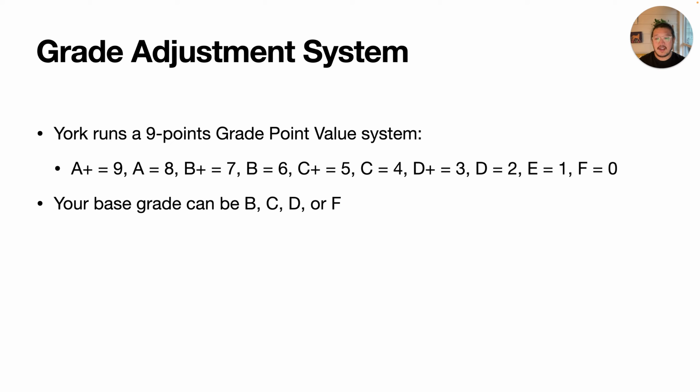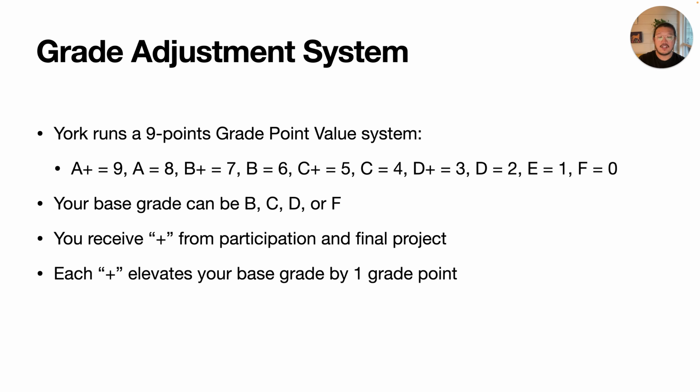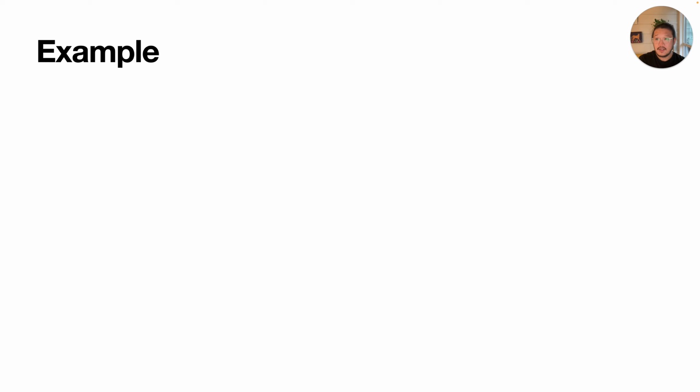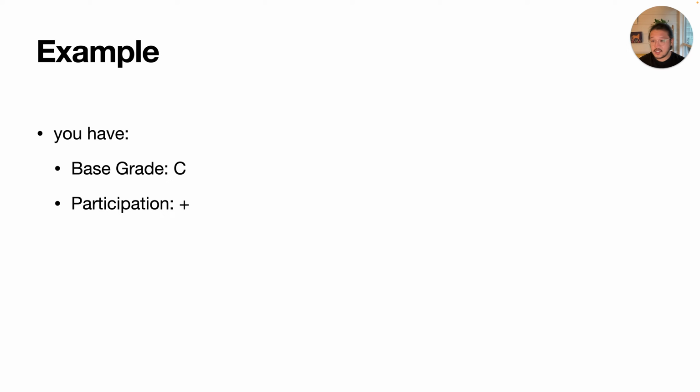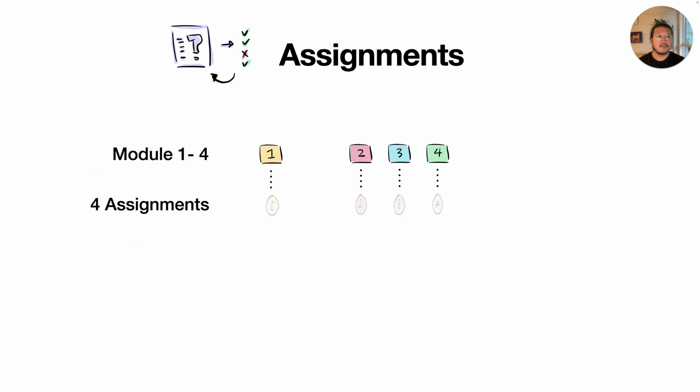Your base grade from the assignments can be B, C, D, or F, and then you receive these plus grades from participation and final project. You can receive up to 3 plus marks, right? Each plus elevates your base grade by 1 grade point. So for example, if you have a base grade of C, and you have participation plus, and final project plus, your overall grade is going to be C plus 2 points, which brings you up to a B.